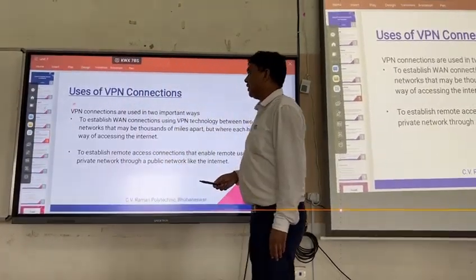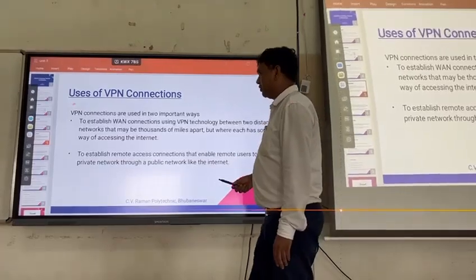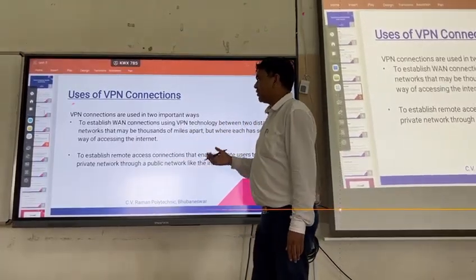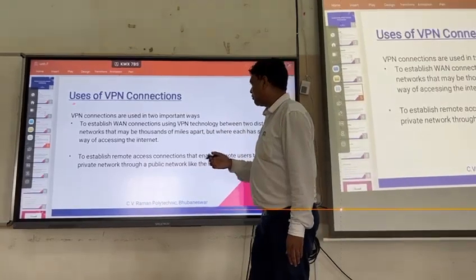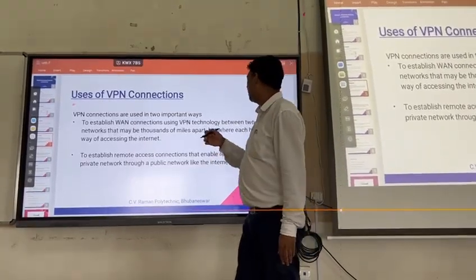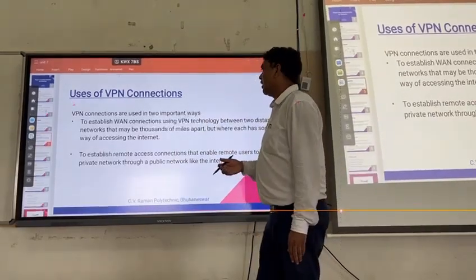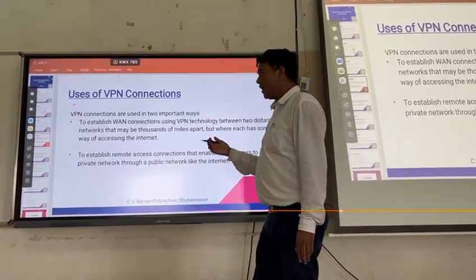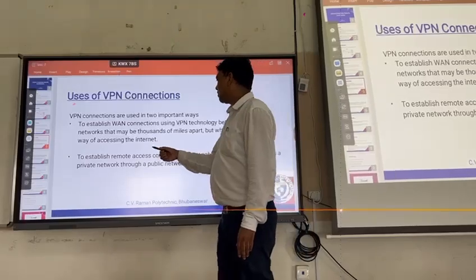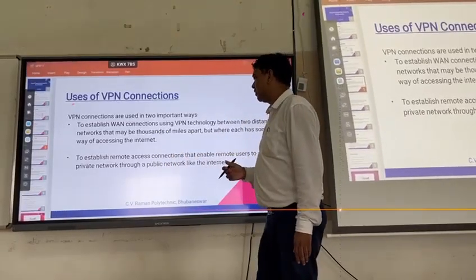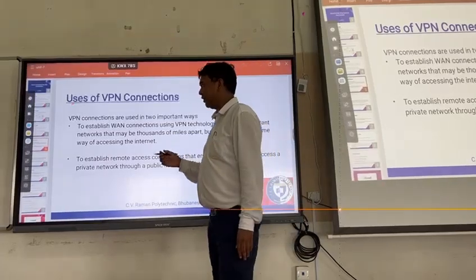Then the uses of VPN connections. Where can we use the VPN connection? VPN connections are used in two important ways. One is to establish a connection using the VPN technology between two different networks deployed at different locations, so we can connect the locations with one connectivity. The other is to establish a remote access connection that enables the remote user to access the private network using the public network through the internet.